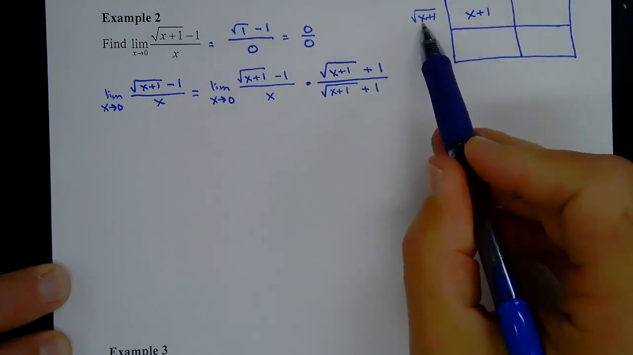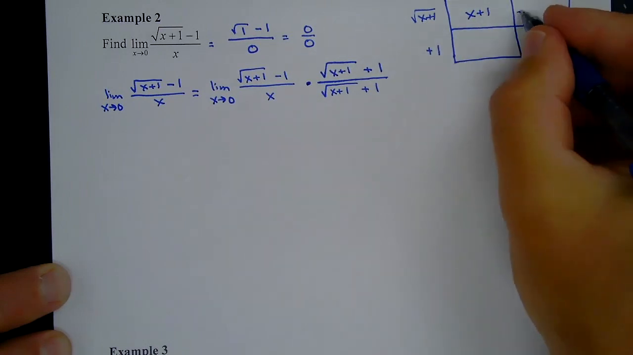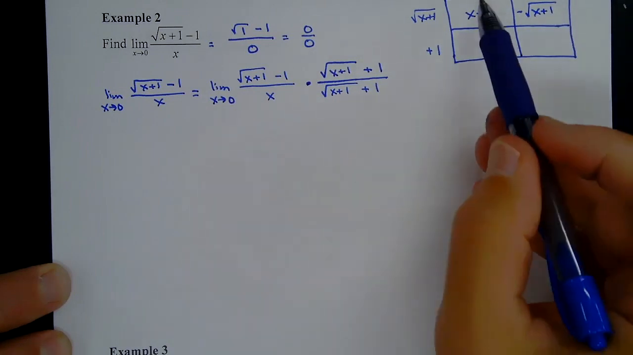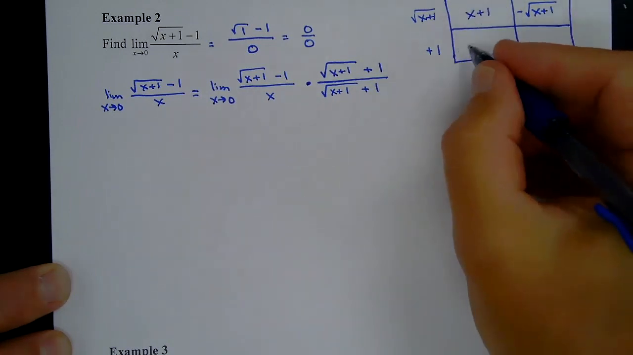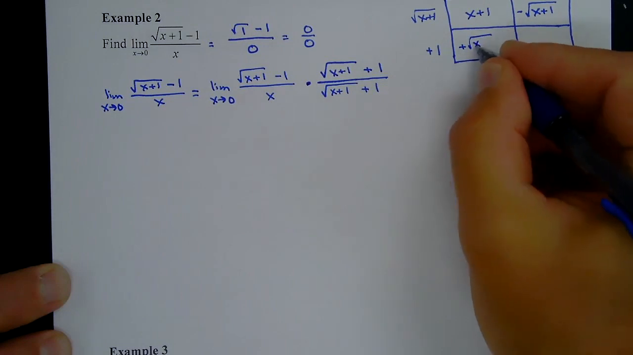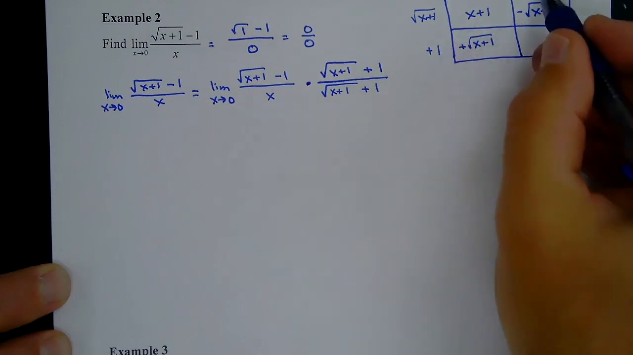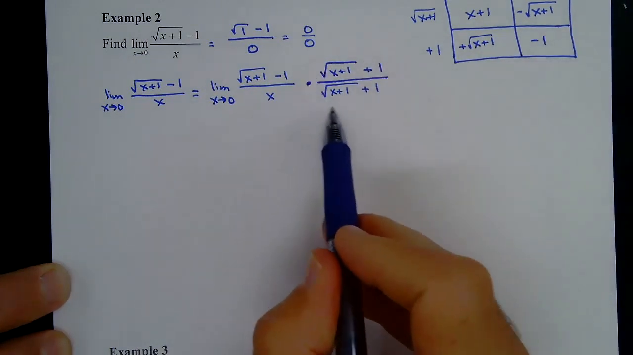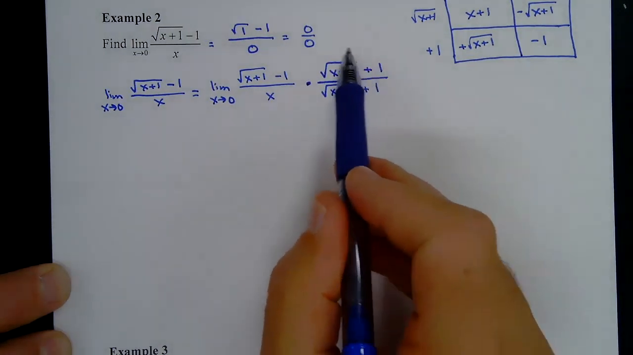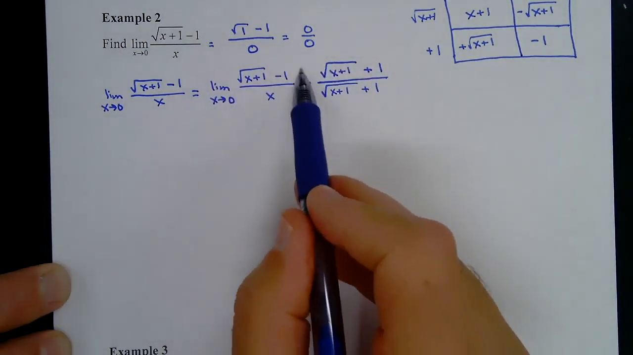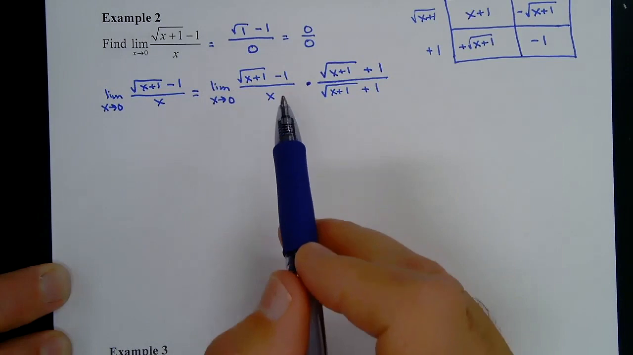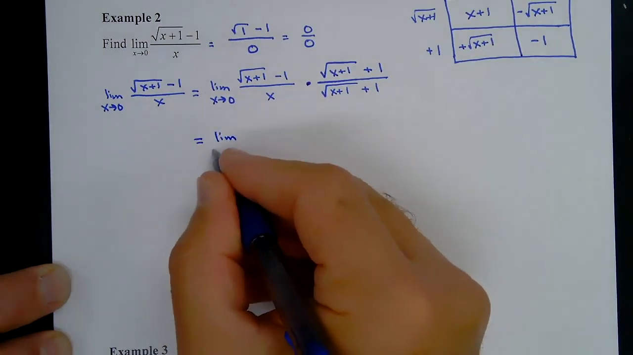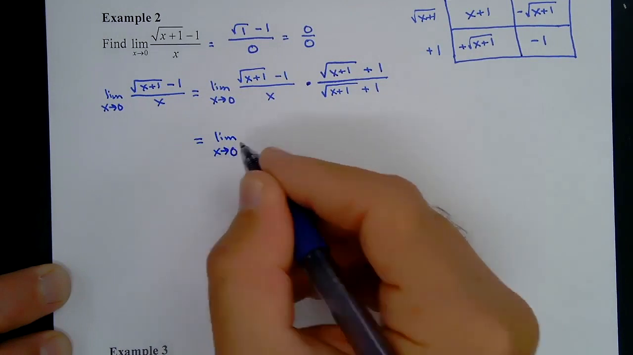When we take the square root of x plus 1 times negative 1, that'd be negative square root of x plus 1. When you multiply these two together, you get positive square root of x plus 1. And then positive 1 times negative 1 is negative 1. So we're multiplying by 1 here. That's a big idea. We're multiplying by 1, which isn't going to change what this value is, but it's going to change the way it looks. So then this is equal to the limit as x approaches 0.